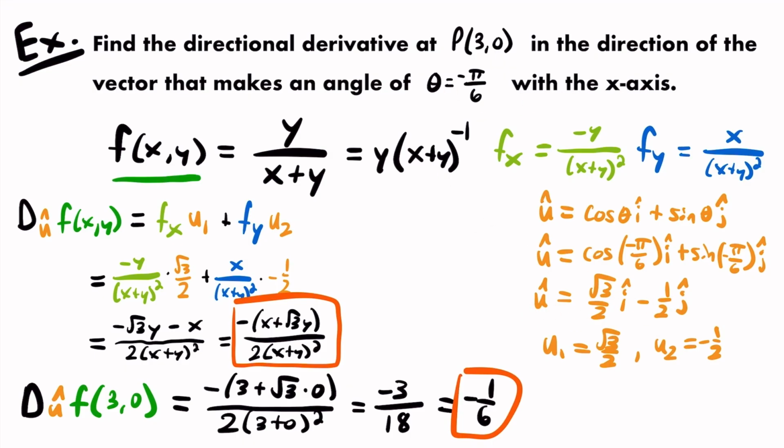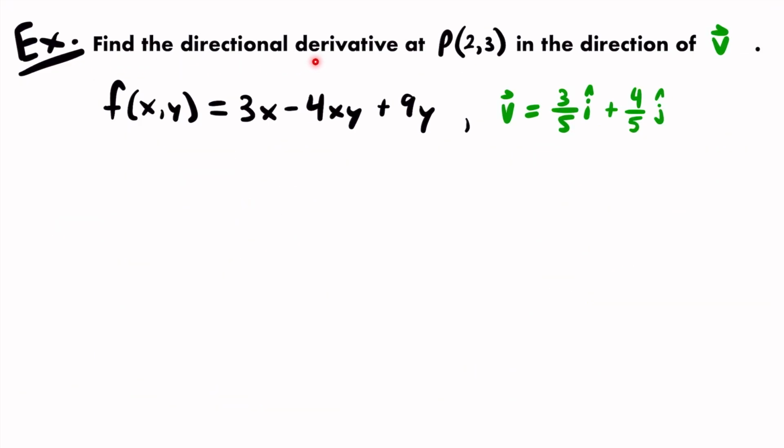Okay, let's take a look at a slightly different example. For this example, we want to find the directional derivative at the point (2, 3) in the direction of vector v. We're given f of x, y is equal to 3x minus 4xy plus 9y, and vector v is equal to 3/5 i plus 4/5 j. So we're still trying to find a directional derivative here in this example, but the information that we've been given to do so is a little bit different.